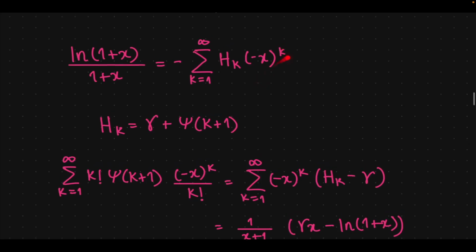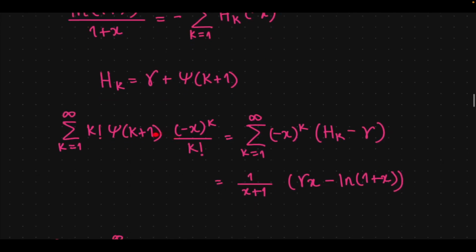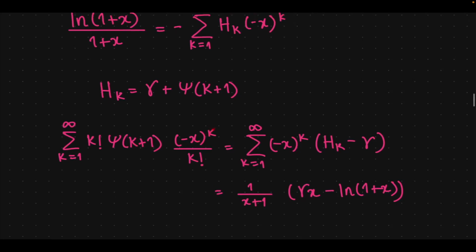Now you see the minus x to the k, that's valuable. We're going to need that. We're also going to need a factorial. But since we're interested in a digamma, let's write digamma of k plus 1 as minus x to the k.